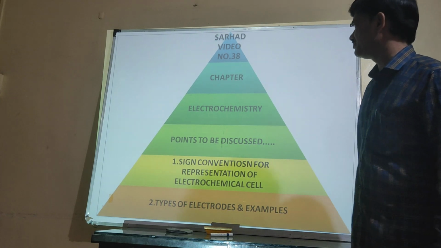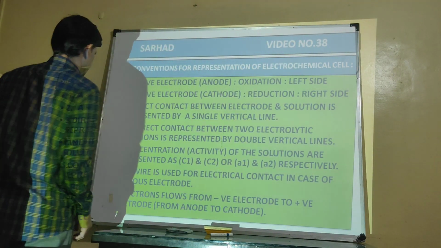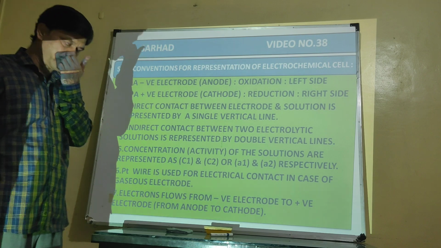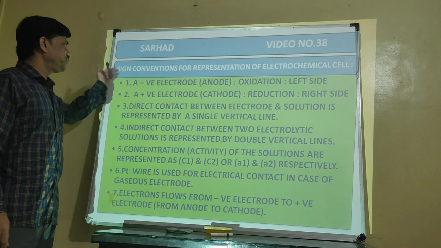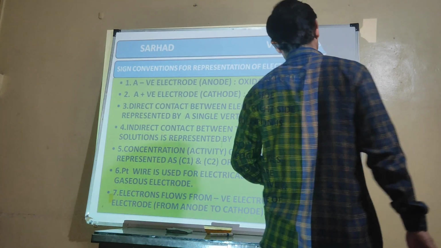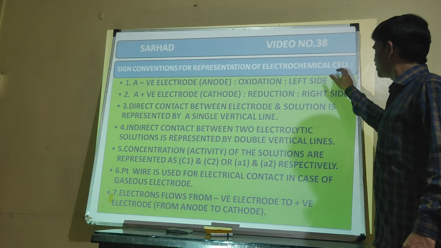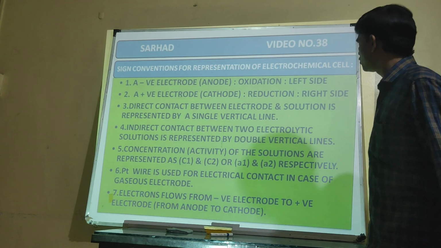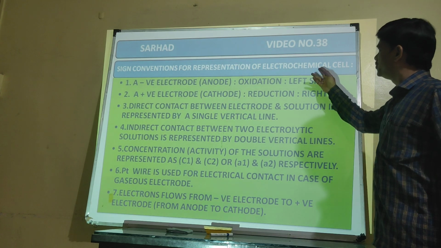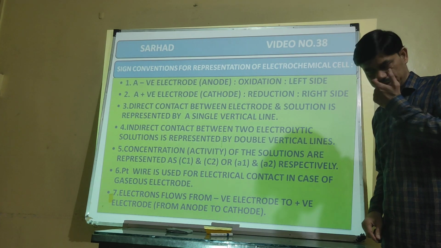So let us start. This is the first important point throughout this chapter, very important for theoretical discussion, numericals as well as for MCQs. What about the first sign convention? Before proceeding with sign convention, once again we define the electrochemical cell. So what happens in the case of an electrochemical cell? A cell which converts chemical energy into electrical energy is called an electrochemical cell.